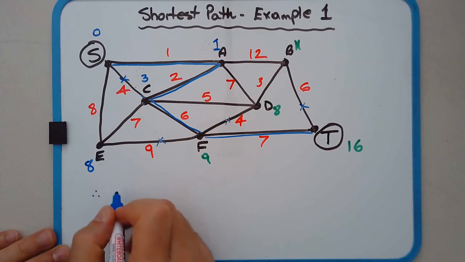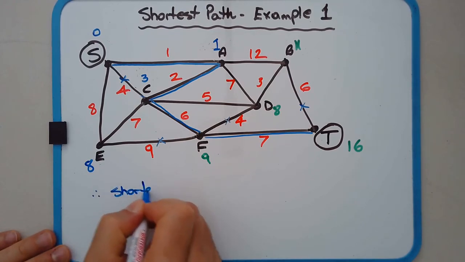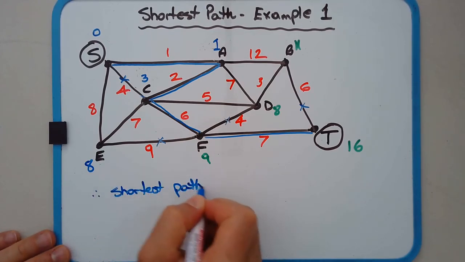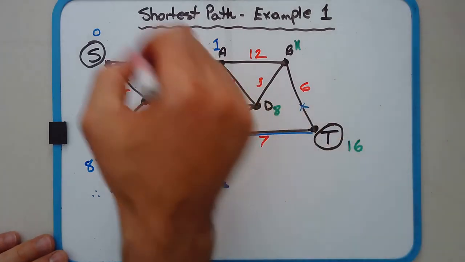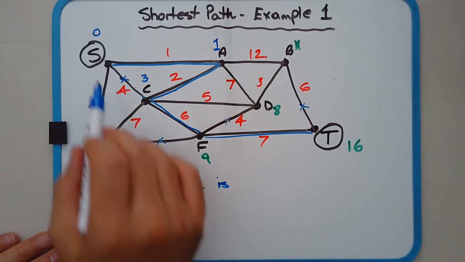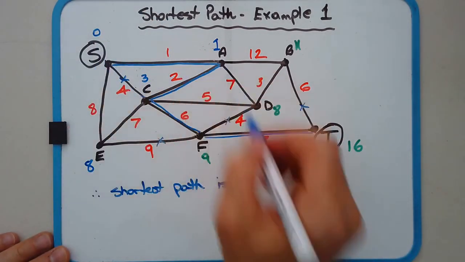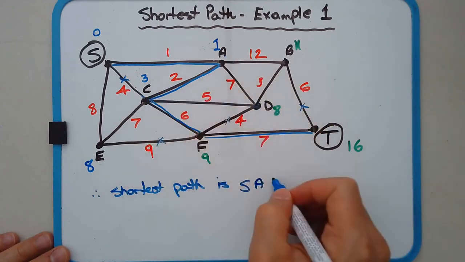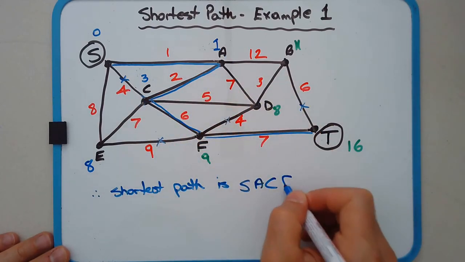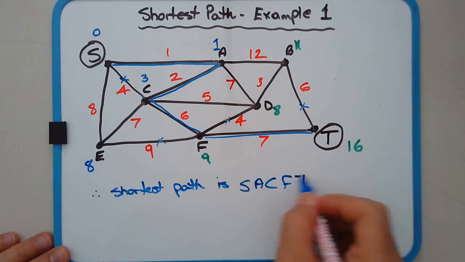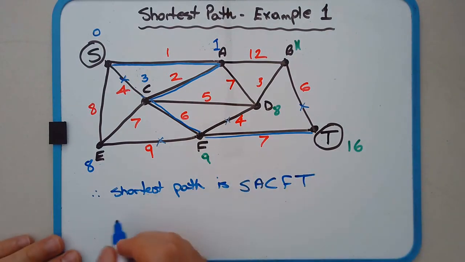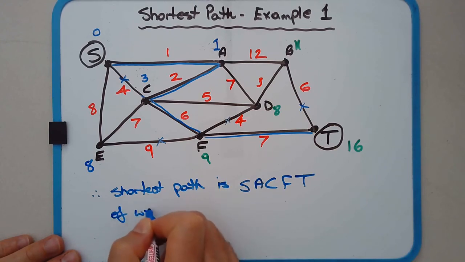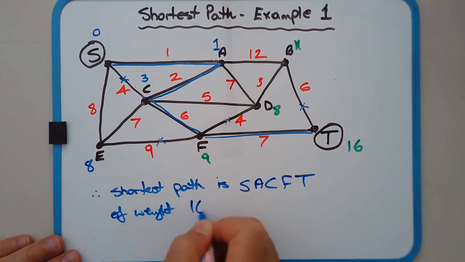So therefore, the shortest path, okay, so this is what we did there, was backtracking. So the shortest path is S, A, C, F, and T, of weight 16.